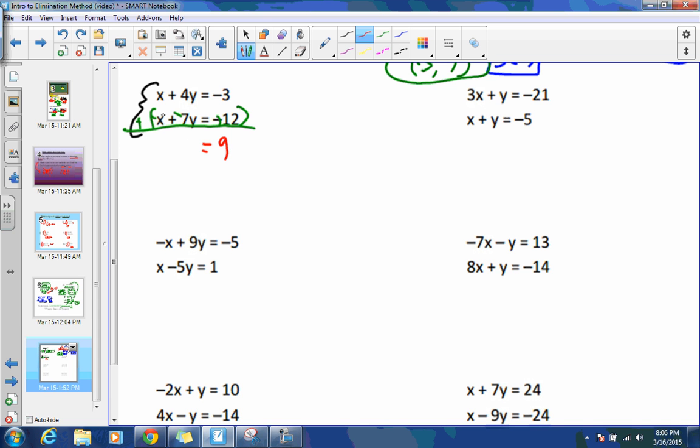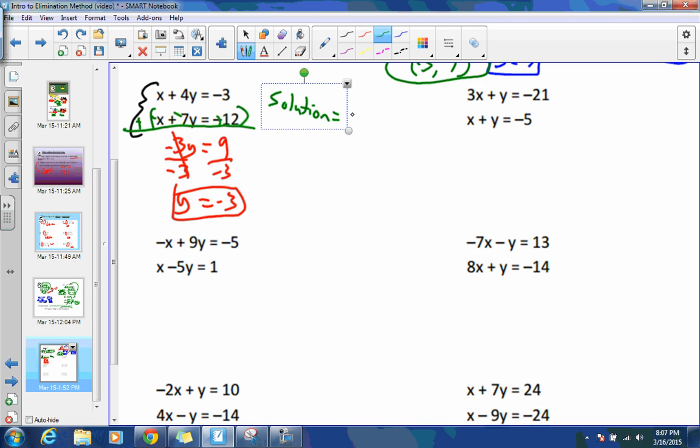The x's will cancel out because that's what we wanted. And then 4y minus 7y is negative 3y. And you might already tell the one step to solve for y is dividing by negative 3 to get y equal to, since that cancels out, negative 3. All right. And that's the first part of our solution here. So we will put our solution, negative 3 is the y.